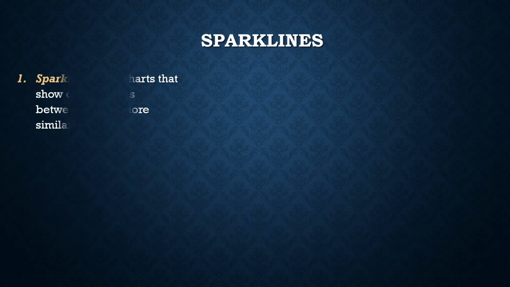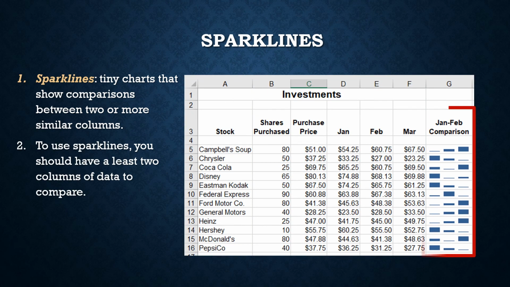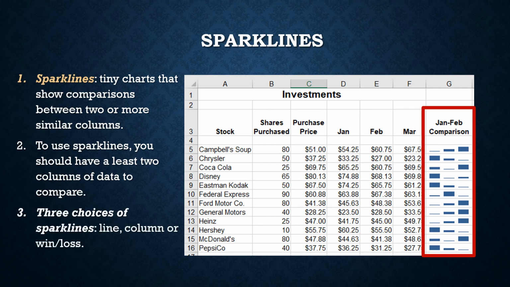Spark lines. Spark lines are tiny little charts that show comparisons between two or more similar columns. They're very much similar to conditional formatting. To use spark lines, you should have at least 2 columns of data to compare. You have 3 choices of spark lines: line, column, or win/loss.